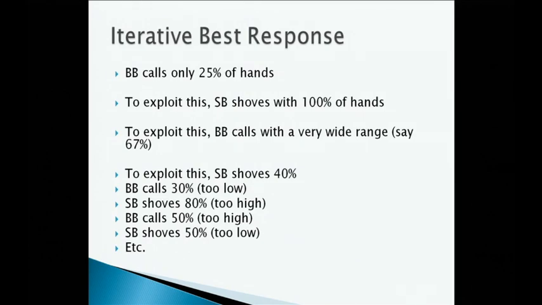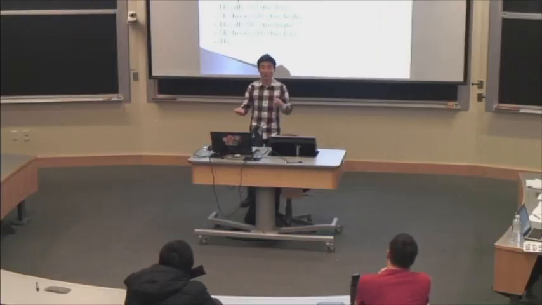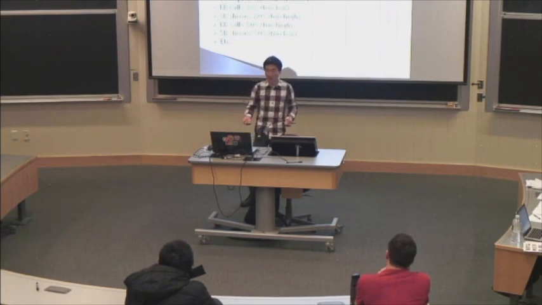How this works is I fix a strategy for one player, and I take the best strategy for the other player at exploiting that strategy. So I fix a strategy for the big blind, which is to only call 25% of hands. Then I ask myself, what's the best way for the small blind to exploit this? Well, it's to shove 100% of hands, by the calculation.